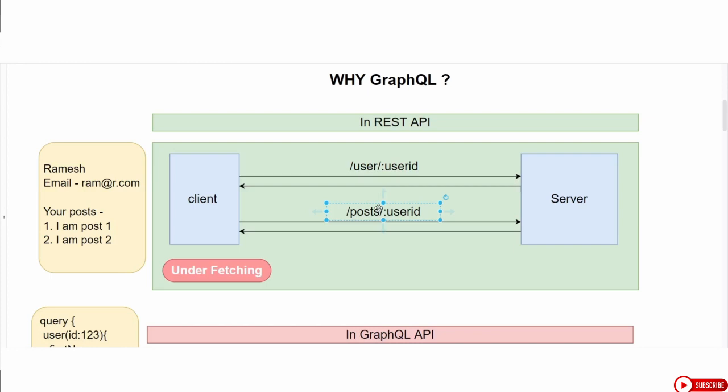Why are you making two API calls? Because this user is a separate entity. Entity is nothing, it's just a type, you can think of it. And post is a separate entity. That's why here you are making two different API calls. This problem, we call it underfetching. Let's see how GraphQL solves it now.